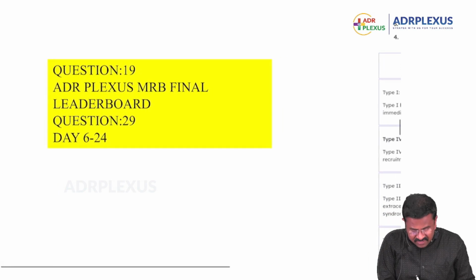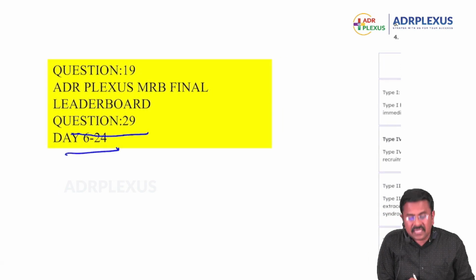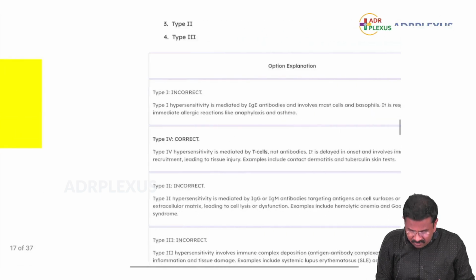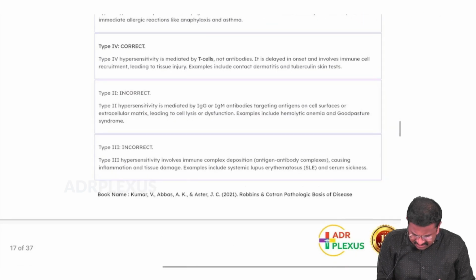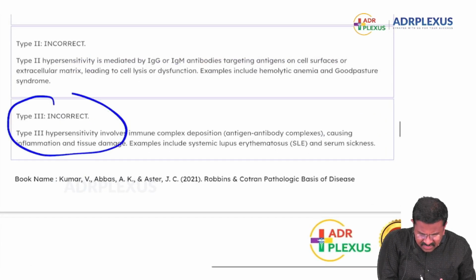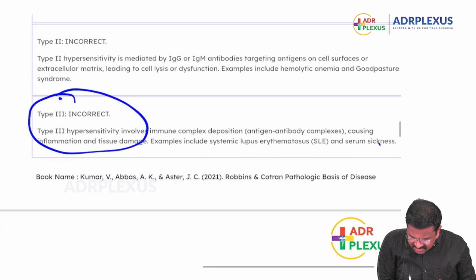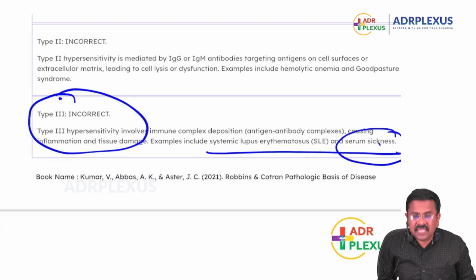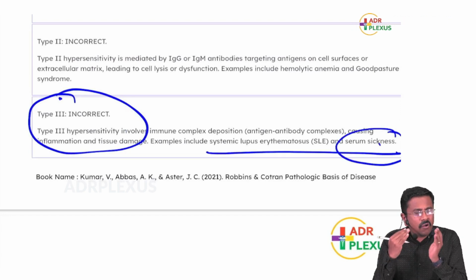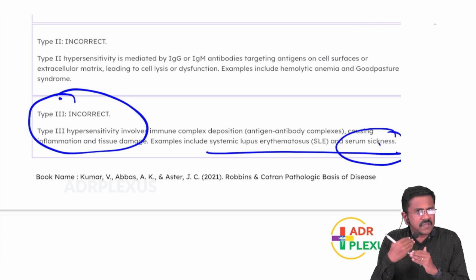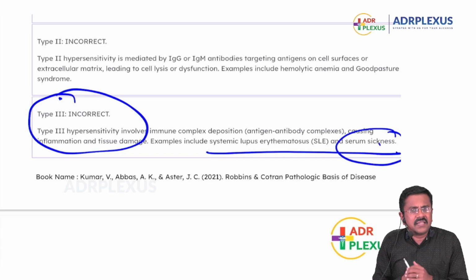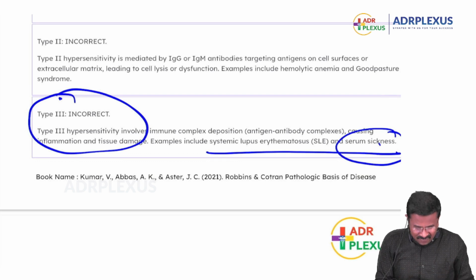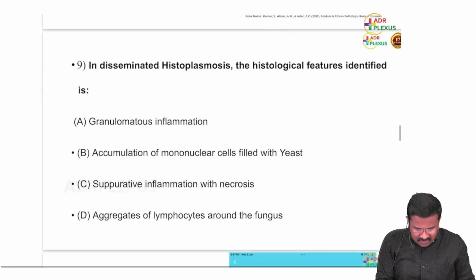Again, it was asked in question 29 in the leaderboard day 6 to 24, where we have said that for type 3 hypersensitivity reaction, the classical examples are SLE and serum sickness. So if you had gone through these MRB leaderboard questions daily, you would have practiced. Definitely this would have been a cakewalk for you in the exam. So moving to the next question.